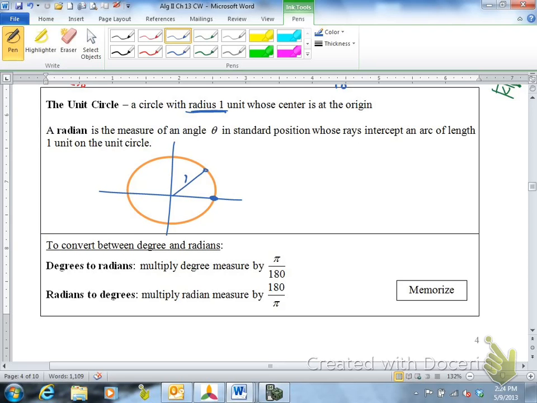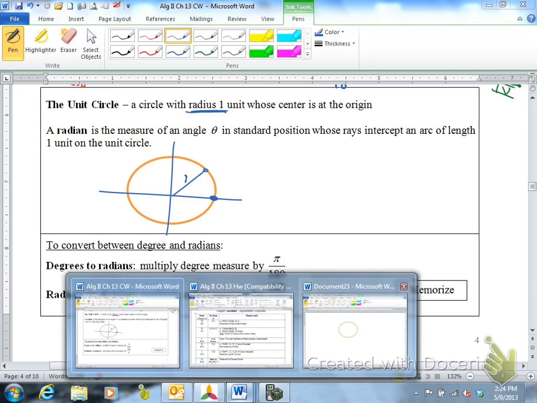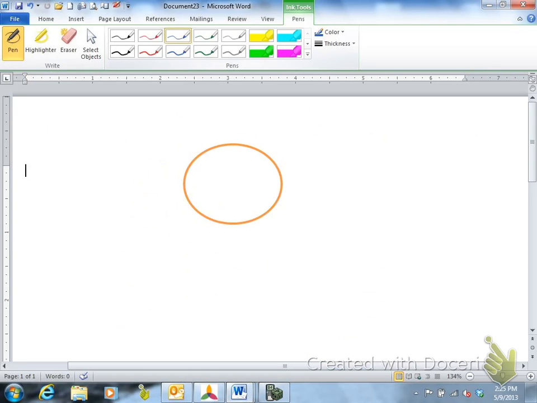There's two different ways to measure angles. One way is to measure the angle with how much it opens, like this. The other way to measure an angle is this length of the arc. So if you use how much the angle opens, that's talking in terms of degrees. If you're talking about the length of this arc, that's radians.